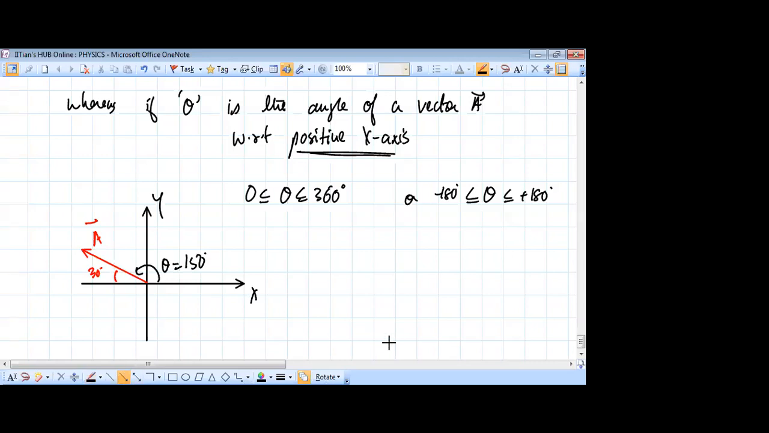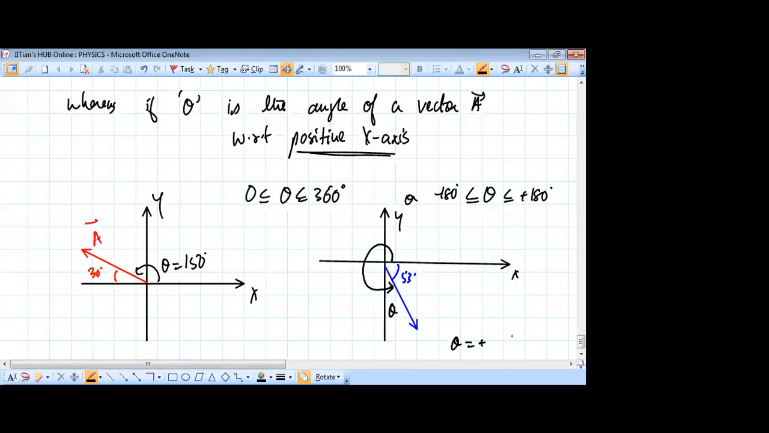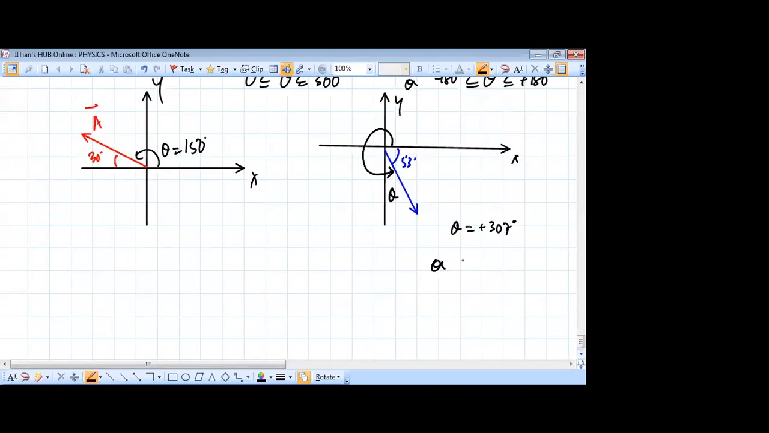But similarly, if I have a case where the vector is lying somewhere here, let's say like this, and let's say this angle is 53 degrees. So now we will express theta depending on which system we are following, 0 to 360 or minus 180 to 180. But they are actually one and the same thing. So theta is positive, 360 minus 53, so that is 307 degrees. Or we can also express theta as a negative angle, that's one and the same. But the important thing is that whether we are expressing it like this or like this, it has the same meaning, that the vector is lying in the fourth quadrant.